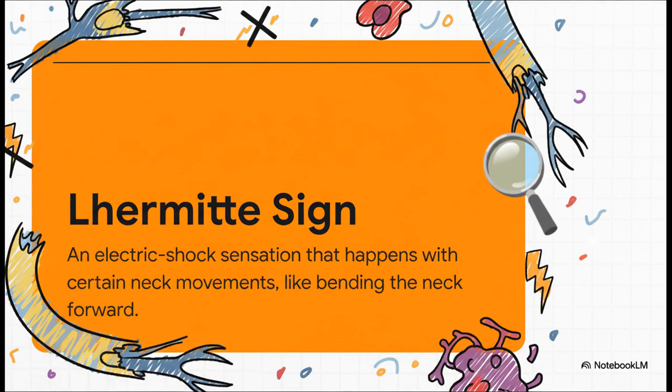And some symptoms can be really specific and kind of strange. A classic example is something called the Lhermitte sign. Imagine bending your neck forward and suddenly feeling this brief electric shock-like jolt that shoots right down your spine. It's a very distinct sensation, and it's caused directly by nerve damage in the spinal cord.